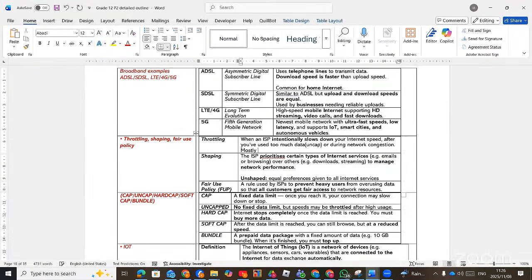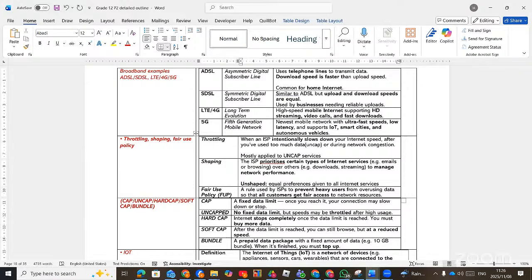mostly applied to uncapped services. So not capped, but uncapped services. Because why will an ISP not throttle capped? Because even if you use capped and then your data is finished, they know that you definitely cannot do without data. You have to buy again. So they don't have to reduce the speed. They have to keep on increasing your speed so that you finish your data quickly. So take note of that.